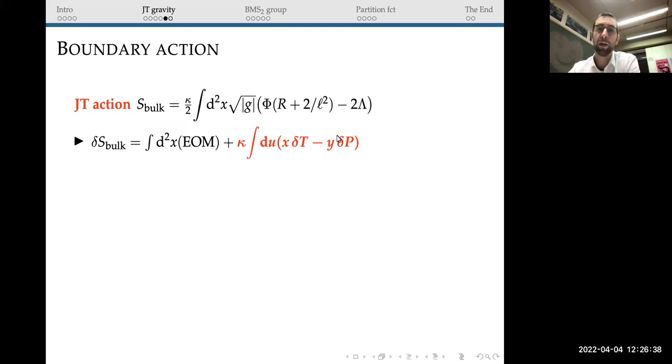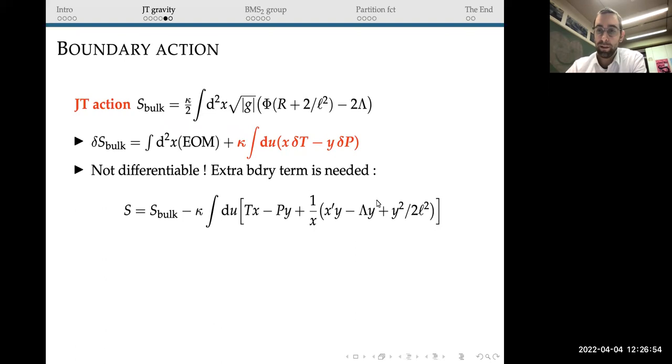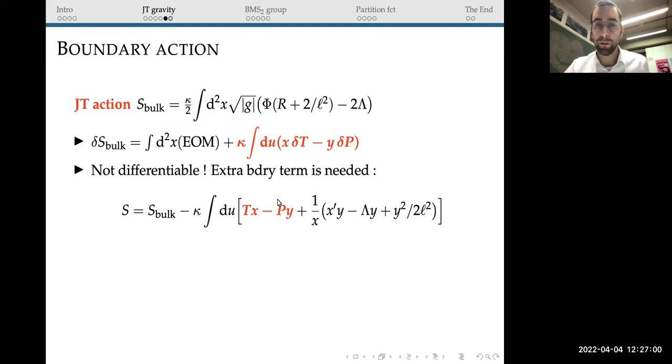And so what this tells you is that this bulk action by itself is not differentiable. You cannot differentiate it with respect to field configurations given the fall-off conditions you've chosen. And so you have to add an extra boundary term to the action. Now, it turns out that the boundary term you find is the one written here. So it sort of seems to come out of the blue as presented here. So let me tell you a few words about it.